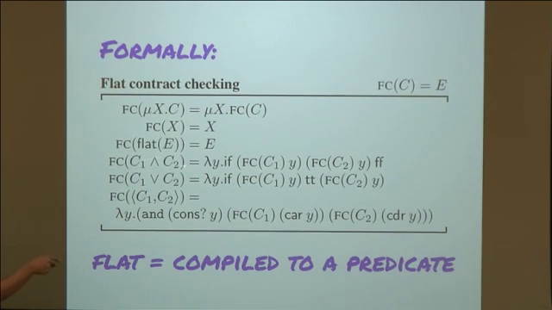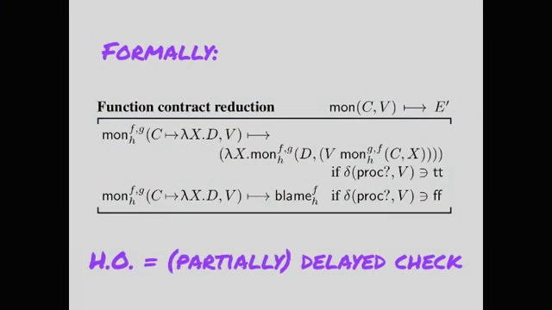So if you have a conjunction, you just compile it to a function that checks the first one and then checks the second one. Right? So this is just turning all of these things into predicates. If you've got a pair, you turn it into a function that asks if it's a cons, and if it is, then it applies the first contract to the car, and then it applies the second part of the contract to the cdr. That's the easy part.